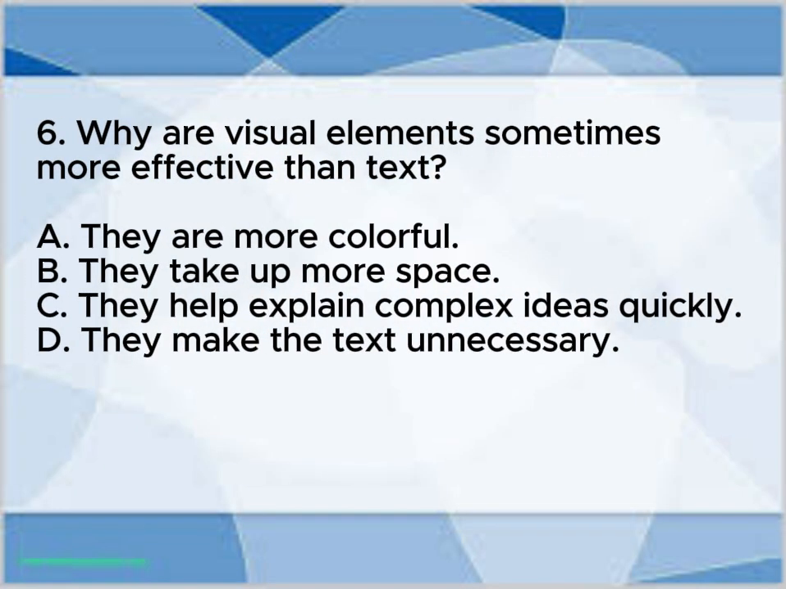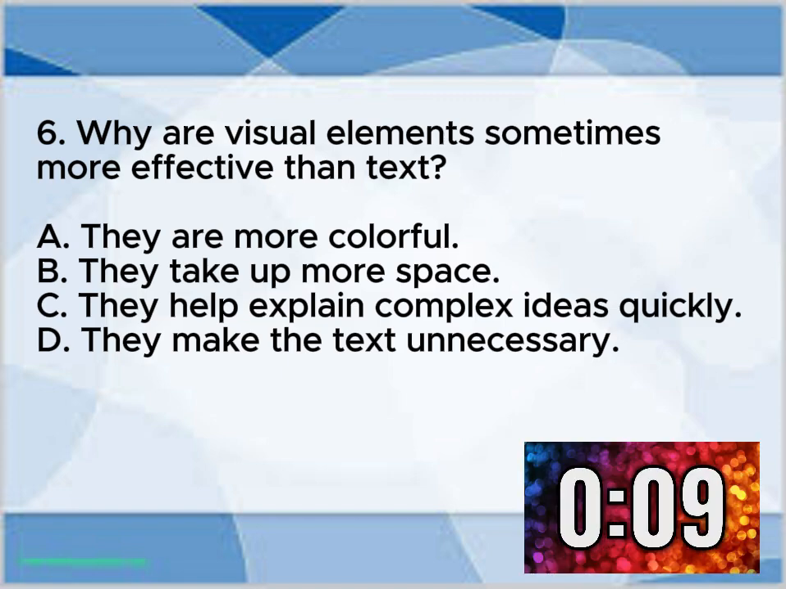Why are visual elements sometimes more effective than text? A. They are more colorful. B. They take up more space. C. They help explain complex ideas quickly. D. They make the text unnecessary.